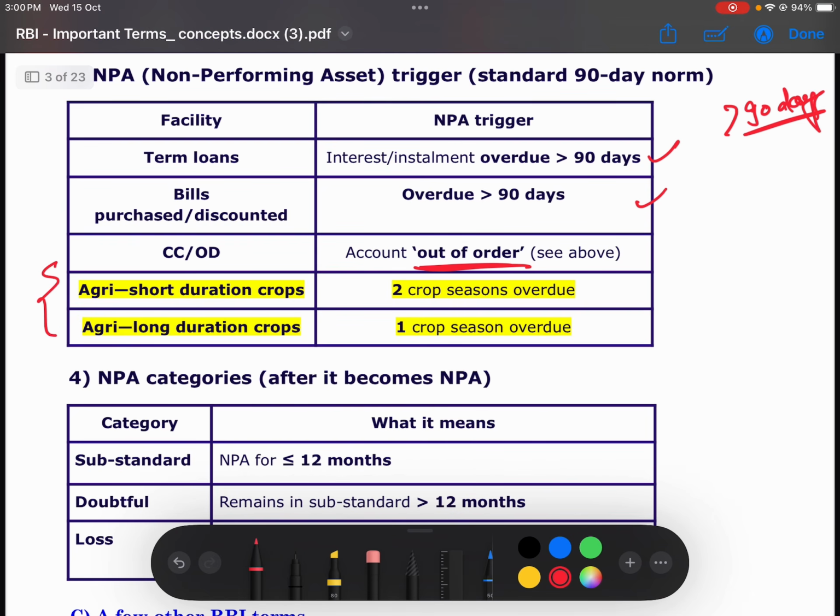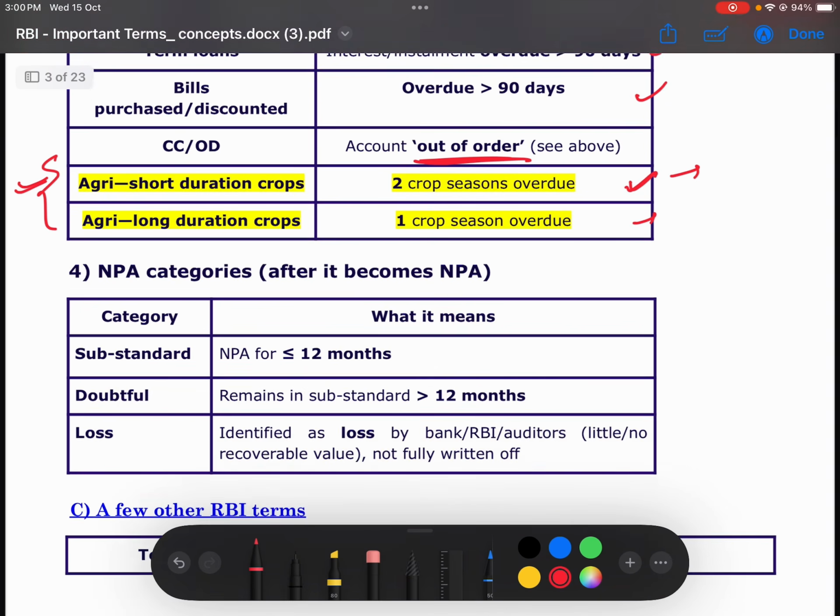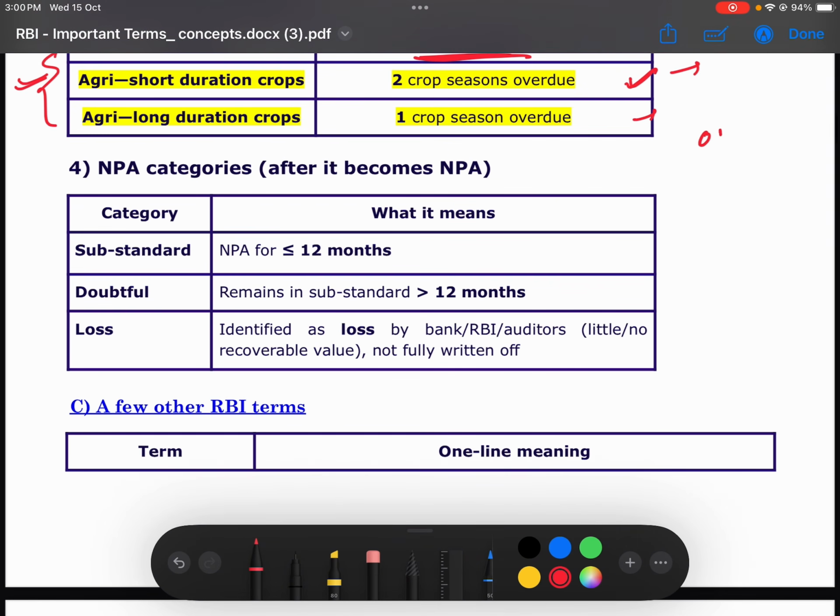The important thing which goes beyond these 90 days is the case of agricultural crops or agricultural loans. If the agricultural loan is for short duration crops, then if 2 crop seasons are overdue, it will be considered as NPA. And in case of long duration crops, if 1 crop season is overdue, then it will be considered as NPA. So first of all overdue, then SMA, then NPA, then classification of NPA categories.